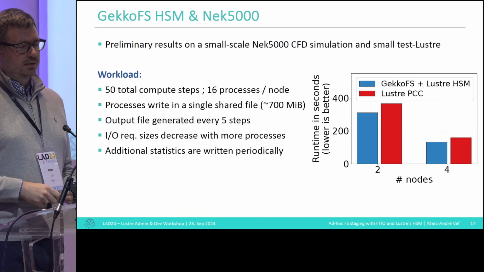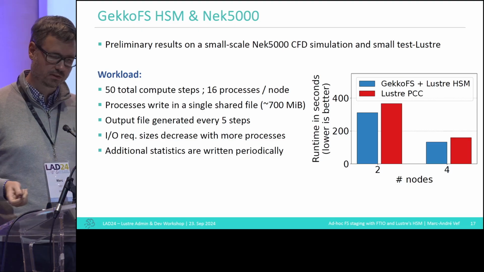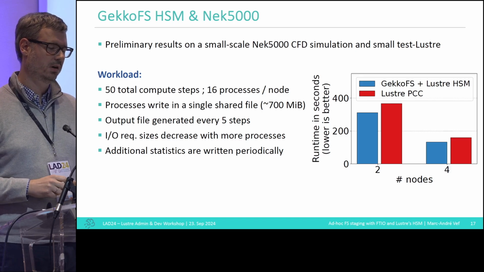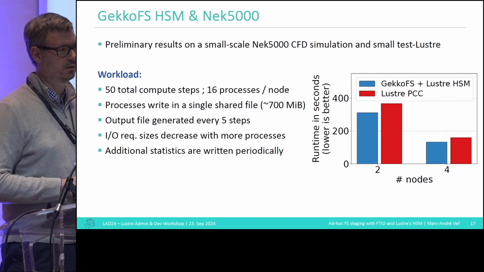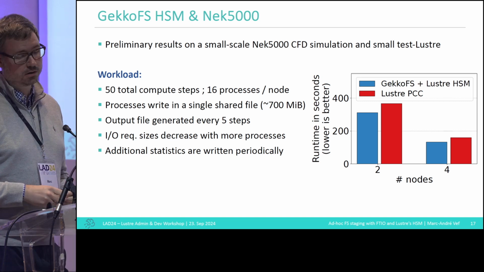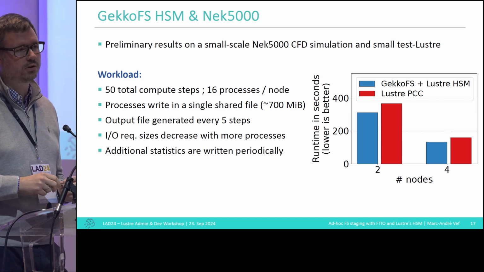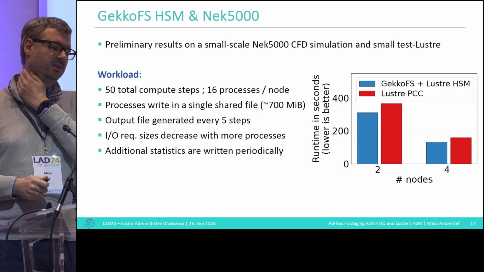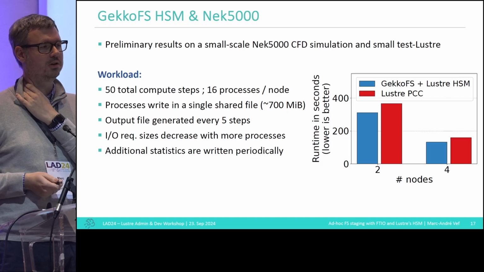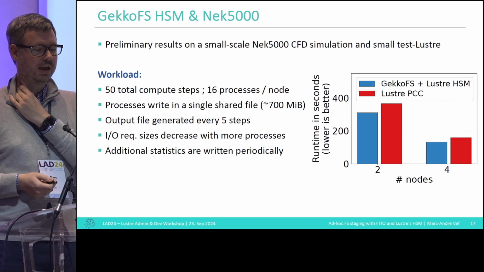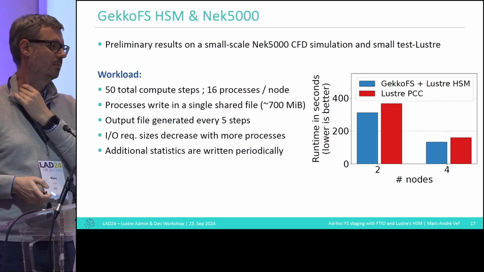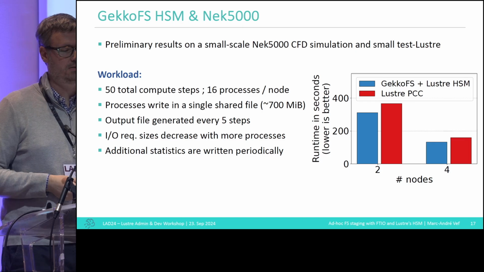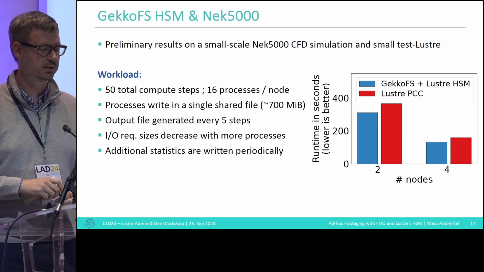So in terms of applications, again, this is work in progress, so there are still some preliminary results, but this also shows that it works for an application. We have NEC 5000. This is a turbulent flow simulation, which is a bulk synchronous application, a typical HPC one. And what it does is basically it just has however many compute steps you want. And then at every write output step, it would create a 700 megabyte file, but this is a single shared file. Right? So this is advantageous for us.